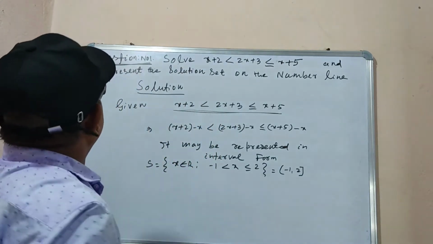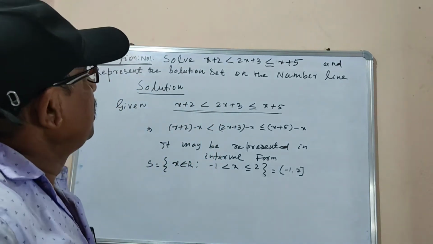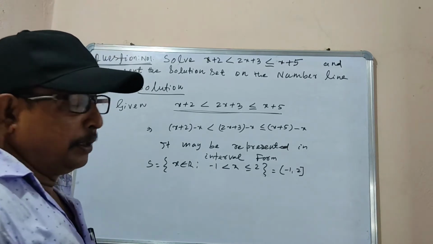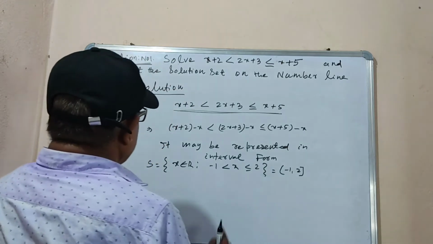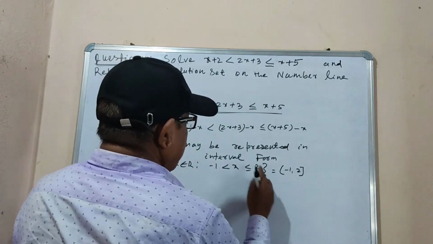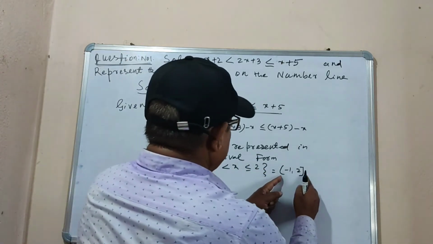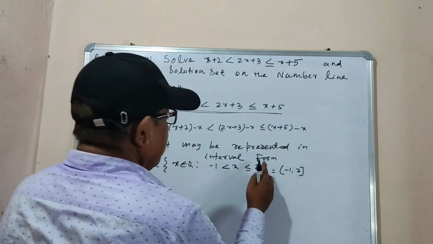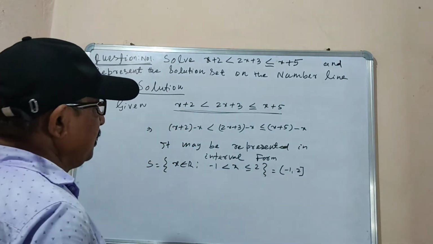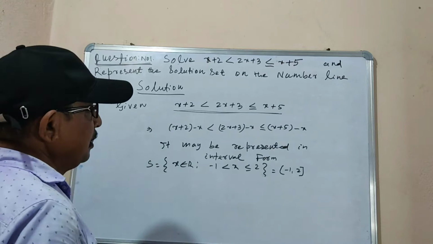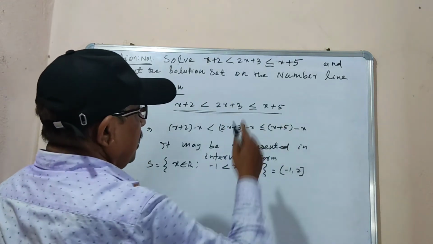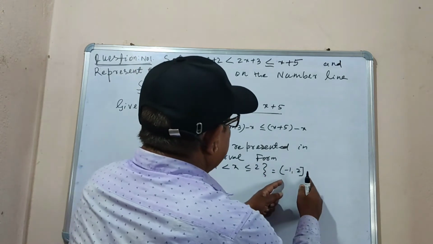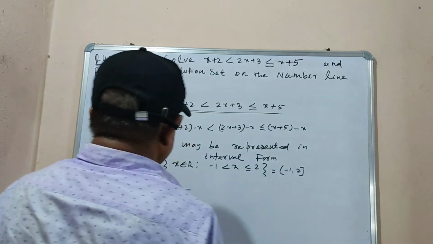Next, represent the solution set on the number line. Now, these are two separate solutions: this is the simpler inequality form, this is the interval form. Those are two separate solutions, but with the same meaning. Now you represent this set, and these interval forms, on the number line.